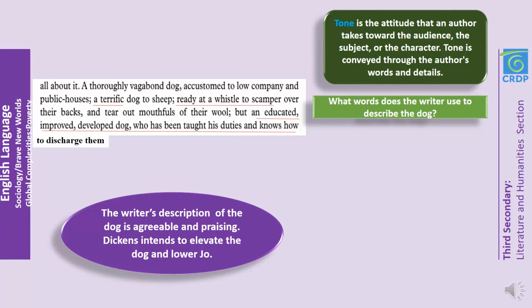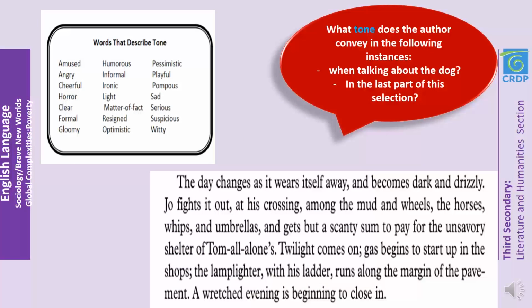The writer's description of the dog is agreeable and praising. Dickens intends to elevate the dog and lower Jo. So what tone does the writer convey in the following instances? First, when talking about the dog, and in the last sentence of this selection. When talking about the dog, it's clear that he was ironic. In the last sentence, "a wretched evening is beginning to close in," the writer's tone changed into gloomy and sad.